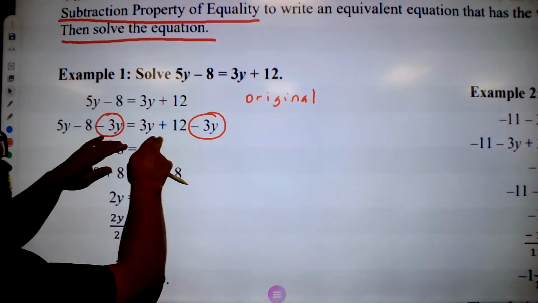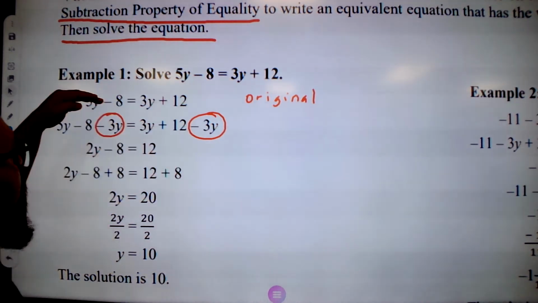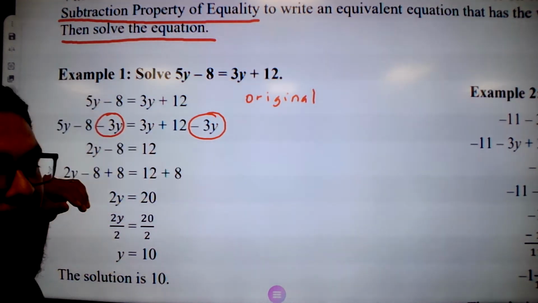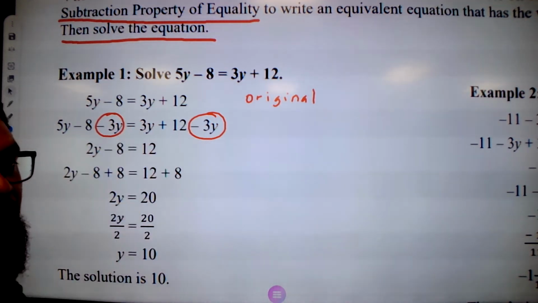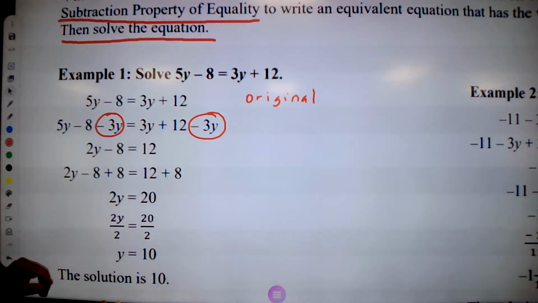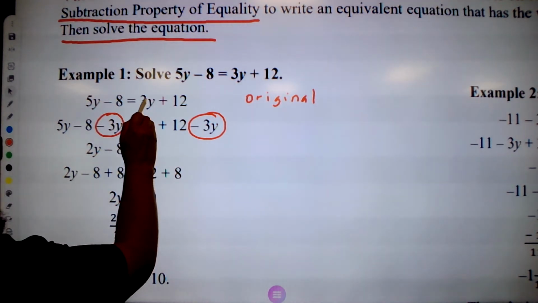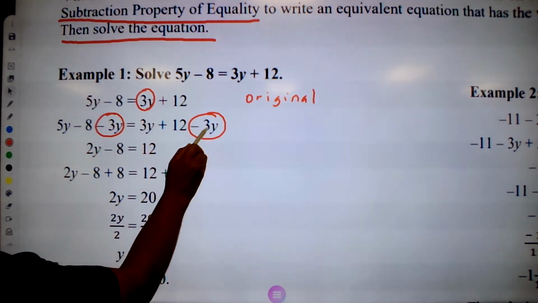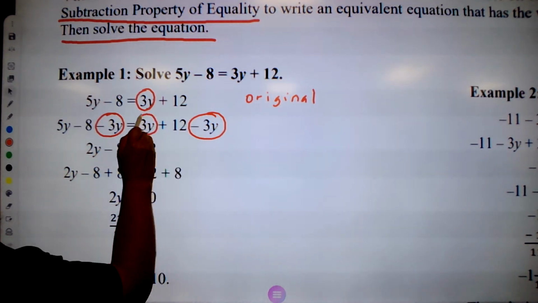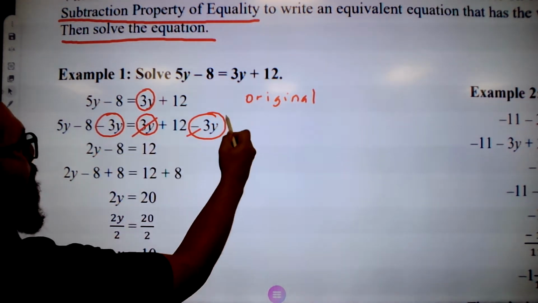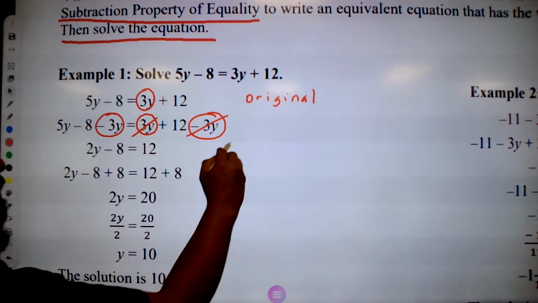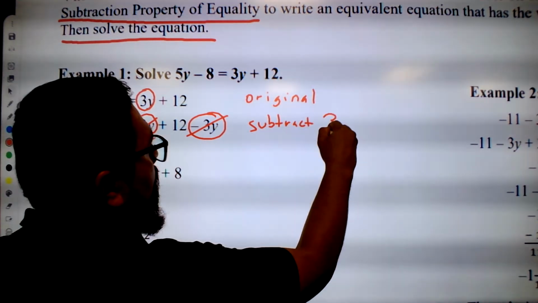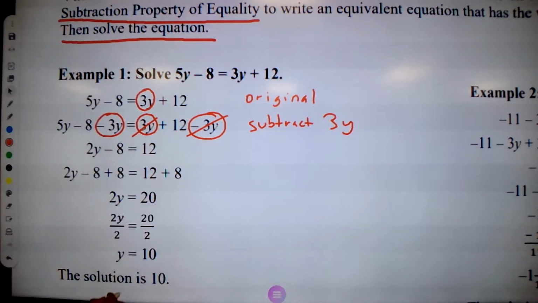Now, I don't like to do them like this. I usually put them below it. That's why you see my problems put below it, because this can get a little confusing. But I'm circling it so you guys can see what happened. They subtracted this 3y, and so when you subtract the 3y, see how it's right here? So this becomes 0. So subtract 3y. That's what they did here.